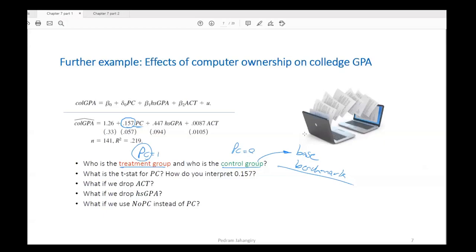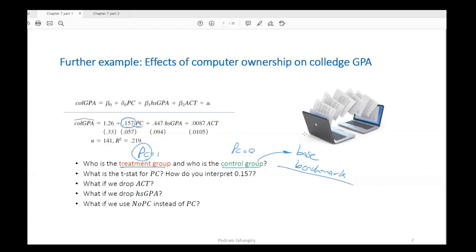Be careful about the term "on average," be careful about the term "holding everything else constant," and be careful about that reference point. Their college GPA is going to be 0.157 higher than what? Than the benchmark group. And the benchmark group is the one who doesn't have a PC, okay? So these are all very important points that you should emphasize when you're interpreting this.